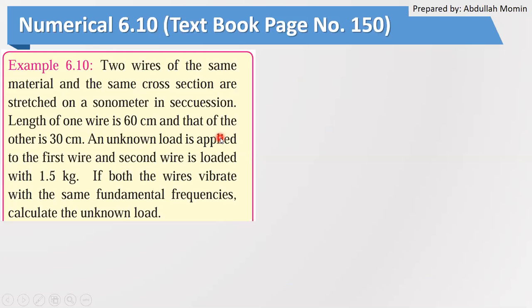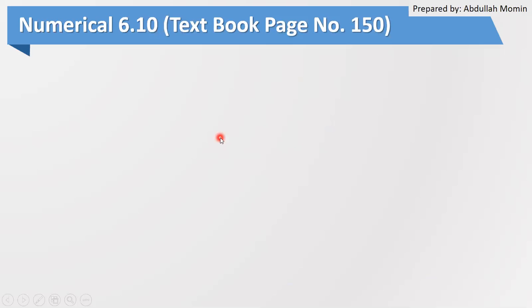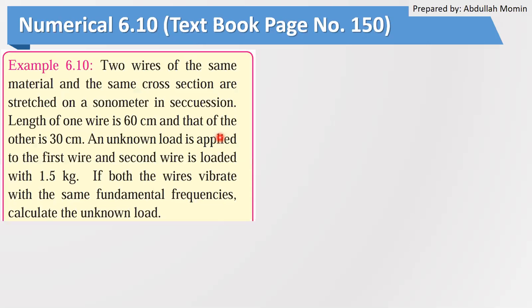Now the next numerical is exercise 6.10, and it is on the textbook page number 150. So what is the question? Two wires of the same material and the same cross section are stretched on a sonometer in succession. Length of one wire is 60 centimeter and that of the other is 30 centimeter. An unknown load is applied to the first wire and the second wire is loaded with 1.5 kg. If both the wires vibrate with the same fundamental frequencies, calculate the unknown load.